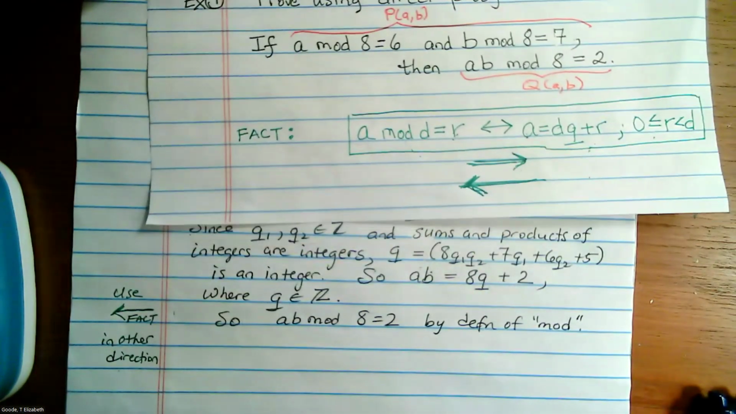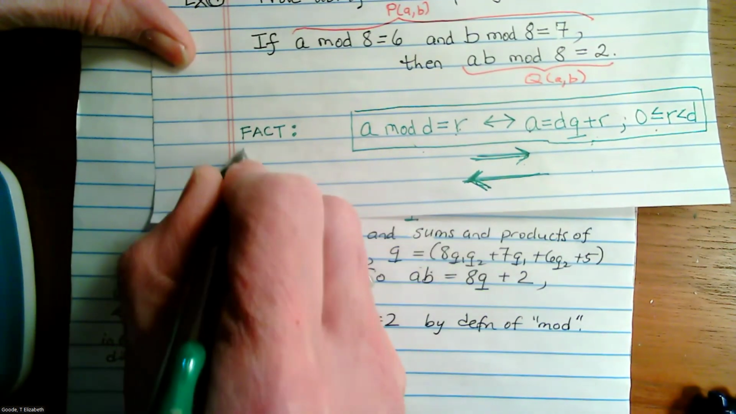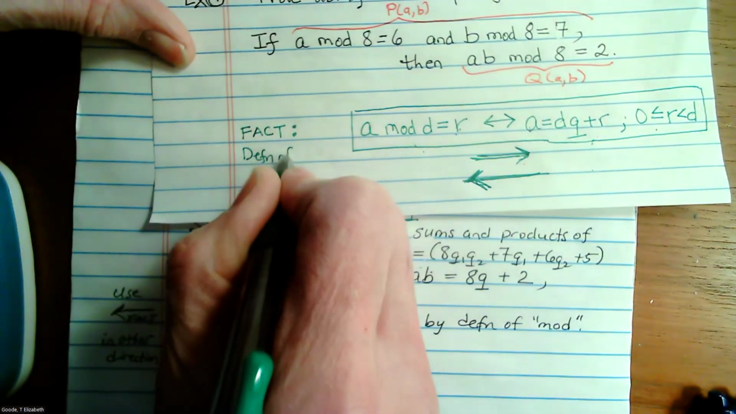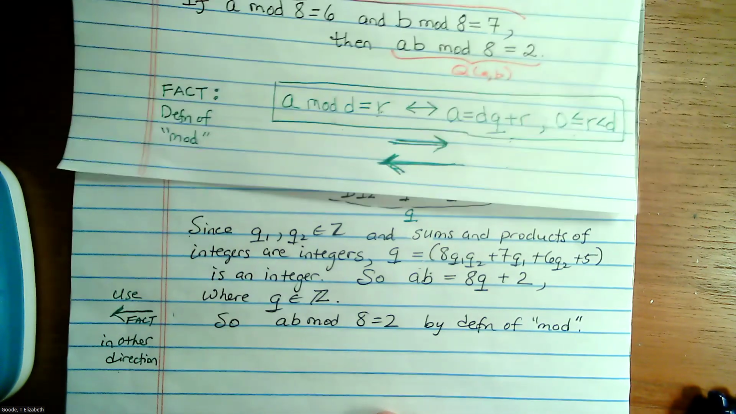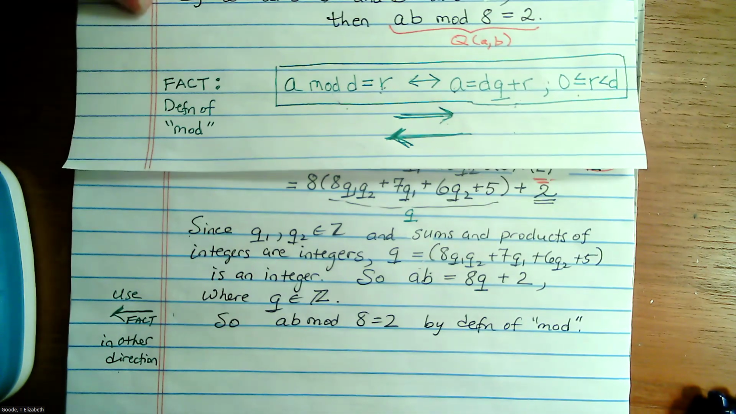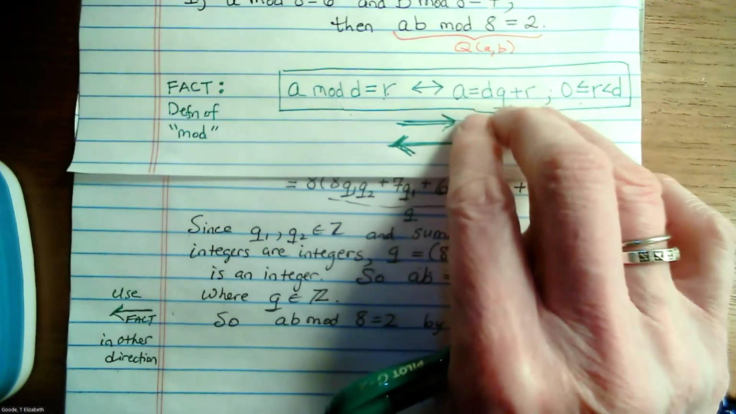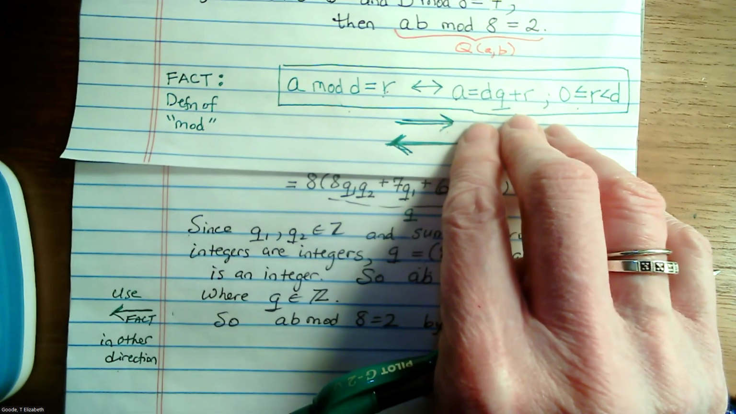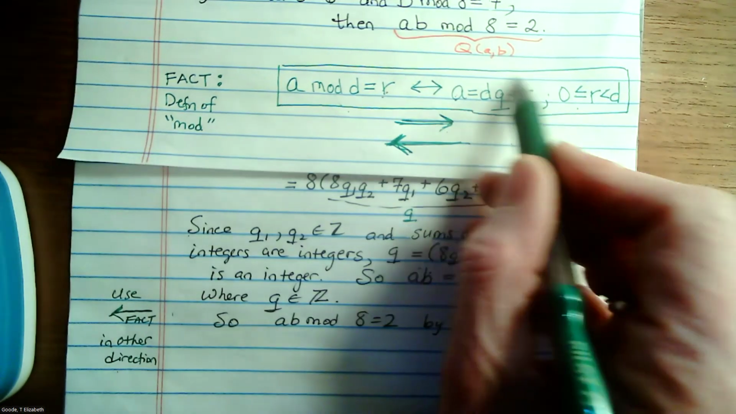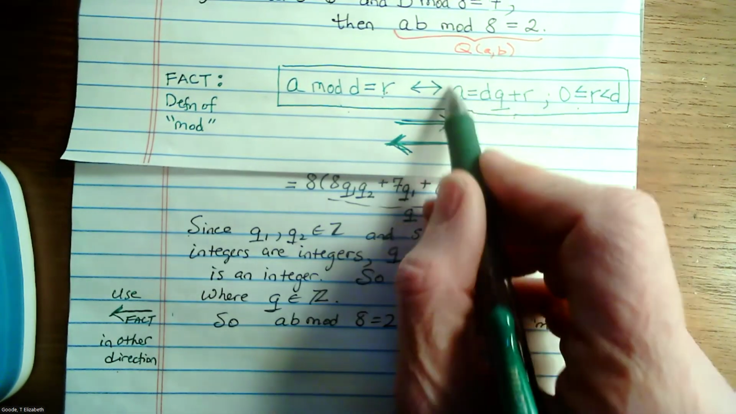Maybe I call it a fact, but it's really the definition of mod, isn't it? Is that the same as the quotient theorem? Well, no, but it's got a big piece of it that comes from the QR theorem, the quotient remainder theorem. This is a huge part of the quotient remainder theorem.